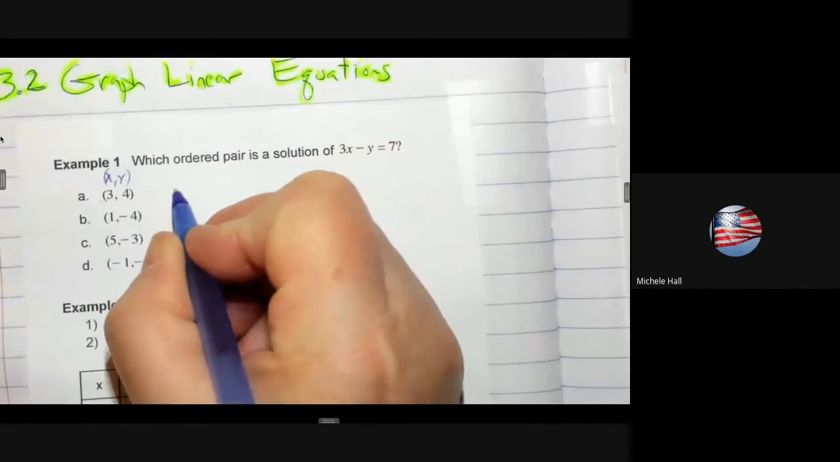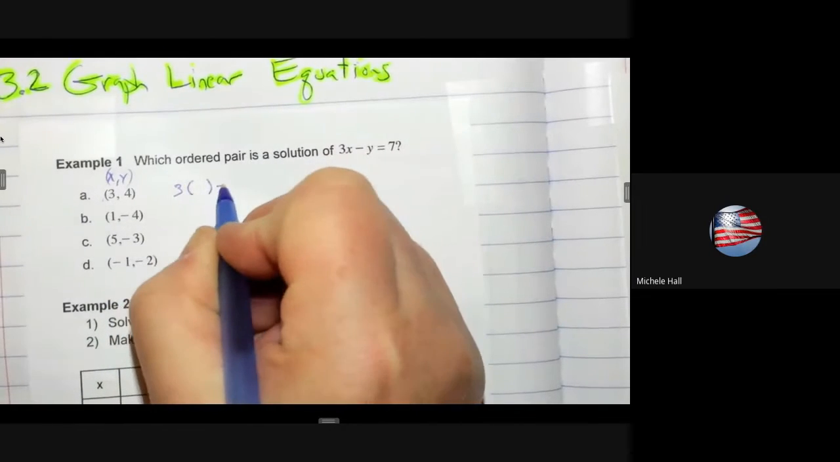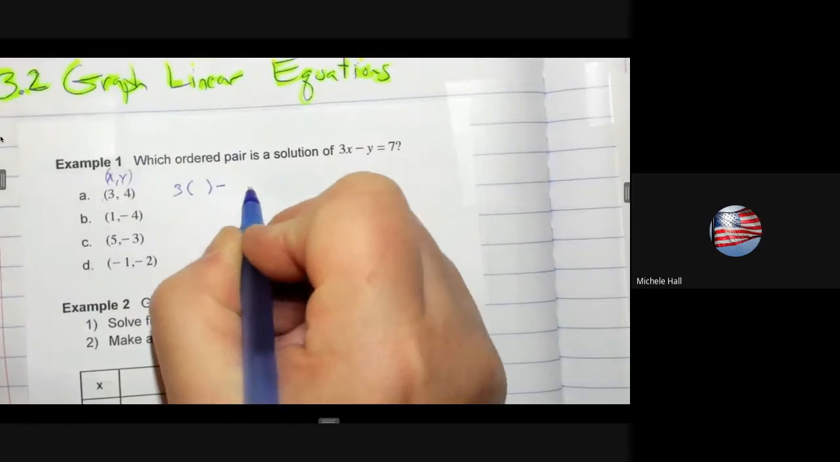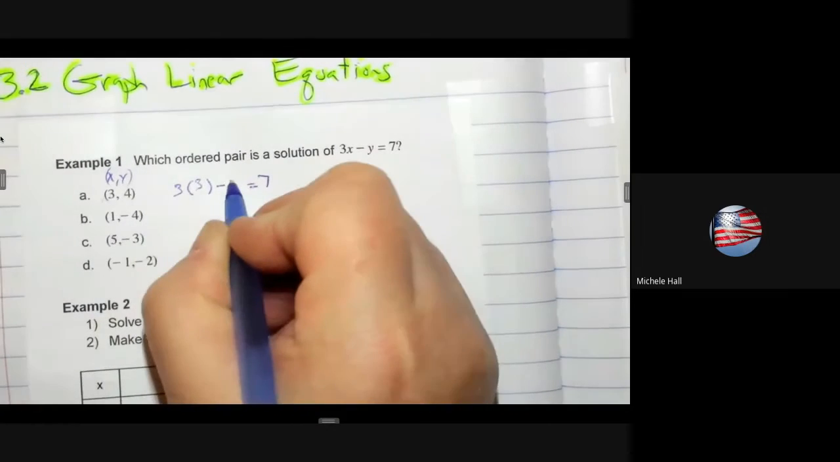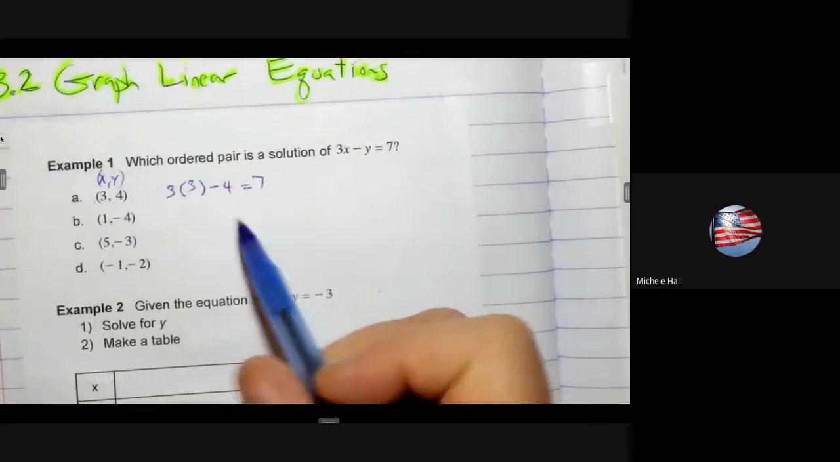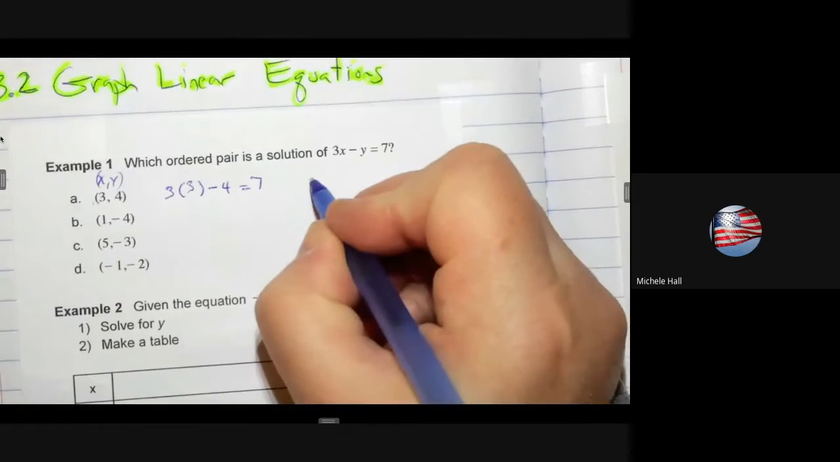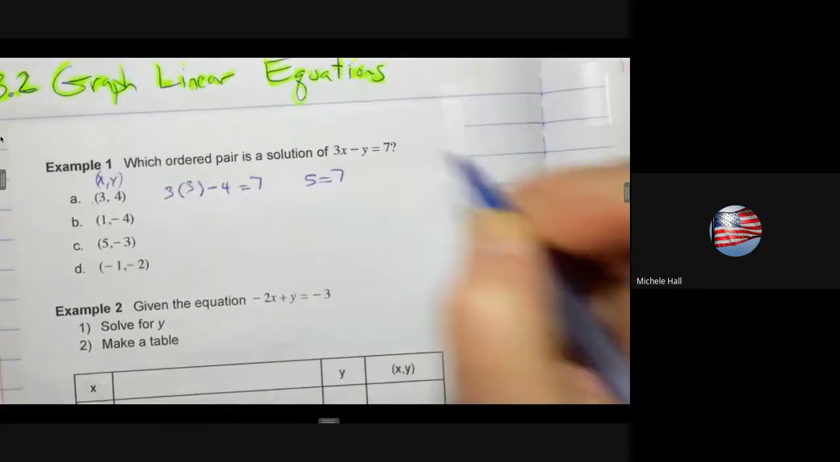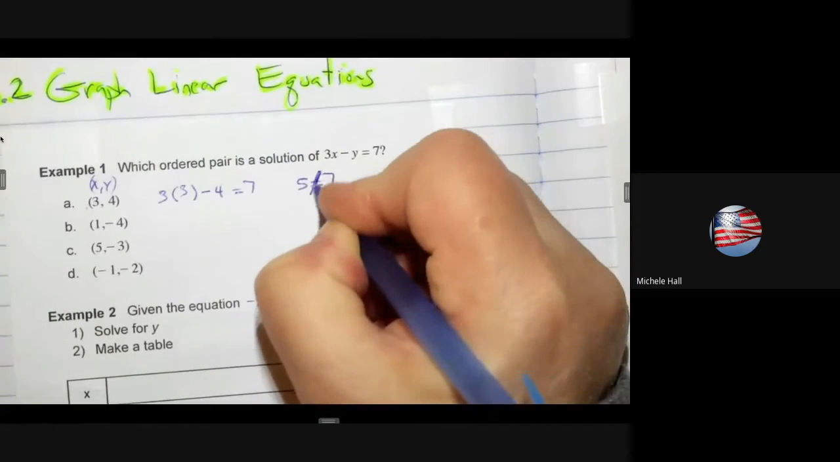We have 3 times my x minus my y equals 7. So my x is 3, my y is 4. We need to simplify. 3 times 3 is 9, and 9 minus 4 equals 5. Does 5 equal 7? No. Then that is not a solution.